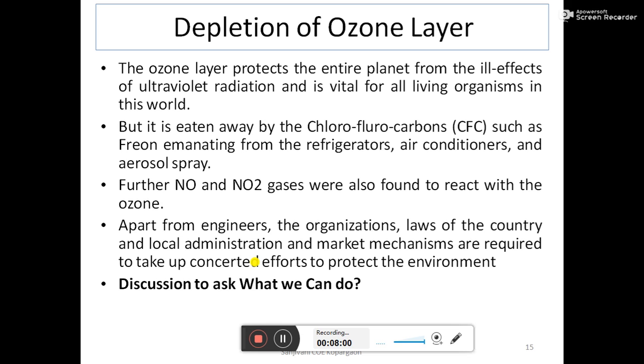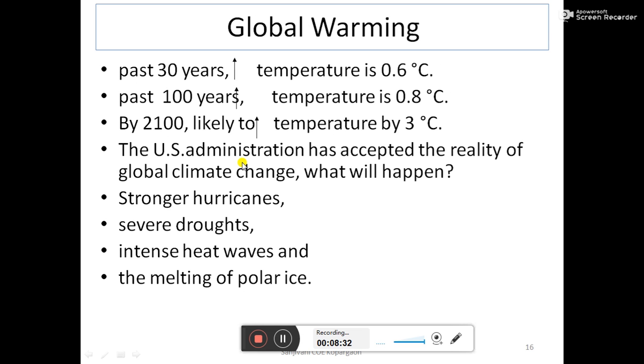You can also read this. Depletion of the ozone layer. The ozone layer protects the entire planet from the ill effects of ultraviolet radiation and is vital for all living organisms. We know these things. When pollution increases, the layer decreases. So what can we do to protect the ozone layer? This is a topic of discussion.